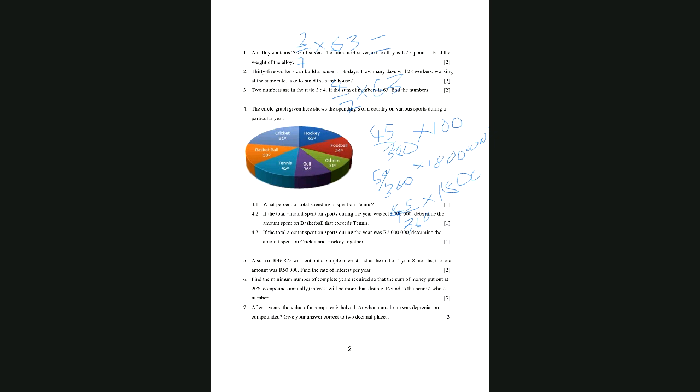Or you can simply say basketball was 50 degrees and tennis was 45 degrees. So the difference is 5 degrees. Is that clear? Or you can simply say 5 over 360 times 18 million. Can we see that? Yes, sir. Okay, good. Please, any questions there?